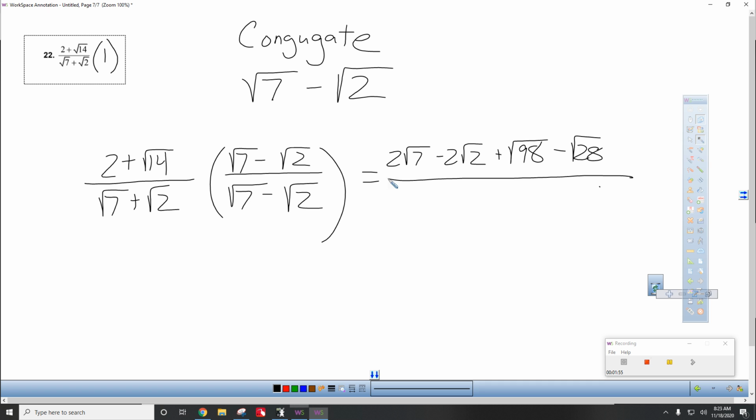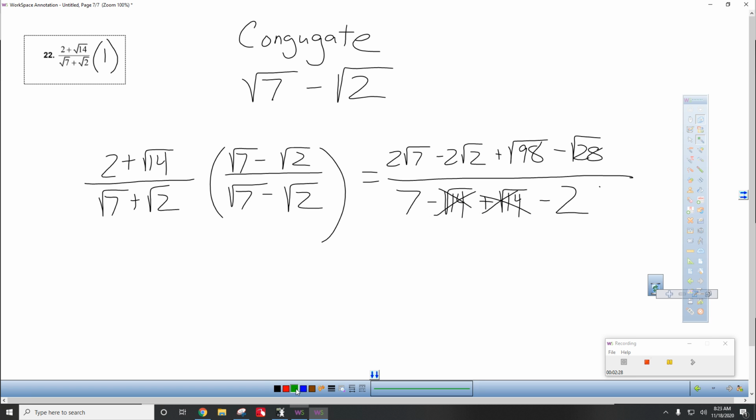The bottom is not so nasty. Radical 7 times radical 7 is 7. Radical 7 times negative radical 2 is negative radical 14. And you're like, oh dang it, we're going to have radicals. Not so fast. This is the whole point of the conjugate. When you do the inside, you get a positive radical 14. And then radical 2 times negative radical 2 is negative 2. So these cancel.